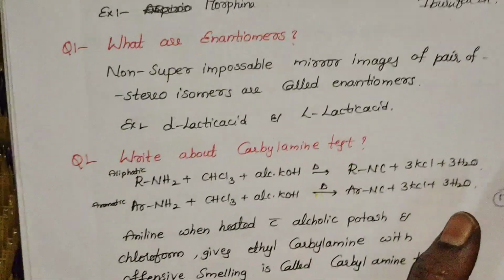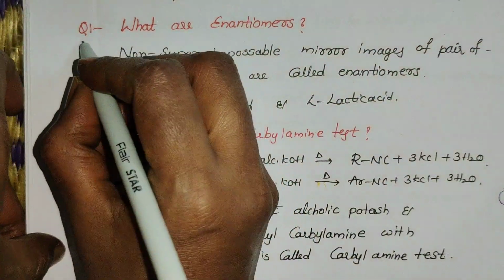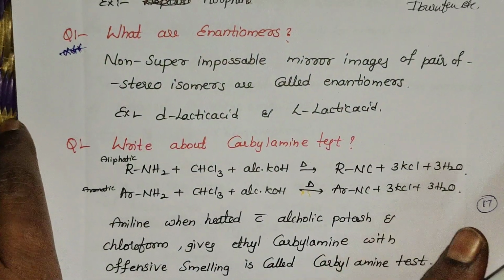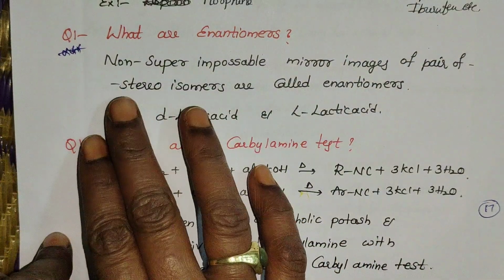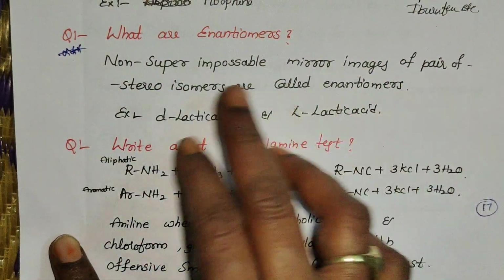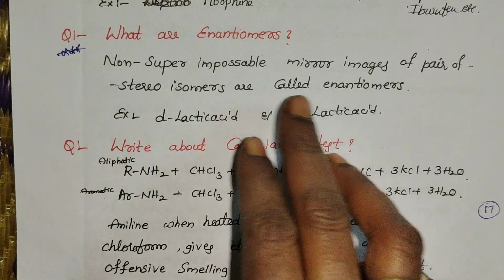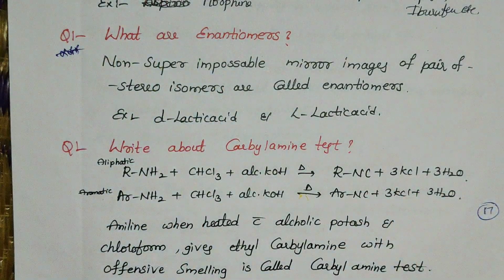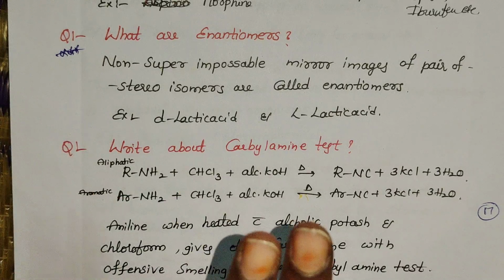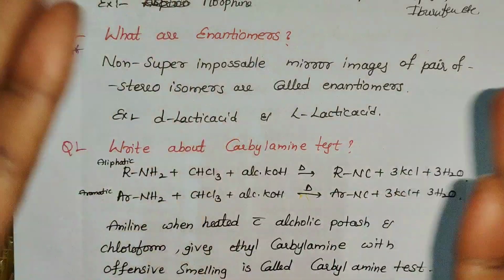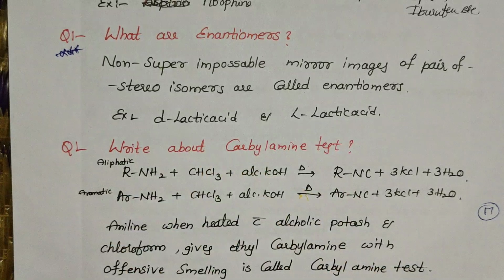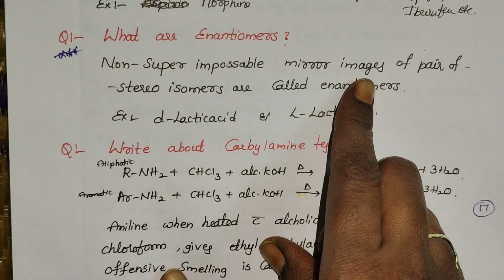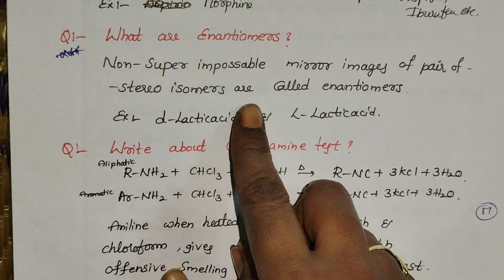Okay, next one, what are enantiomers? It is also a very very important VSAQ. Simple definition, you have to imagine your palm. Non-superimposable mirror images of a pair of stereoisomers are called enantiomers. When you place one hand on another, they look like mirror images, but when you put them like this, they are not superimposable. Means non-superimposable mirror images of a pair of stereoisomers.